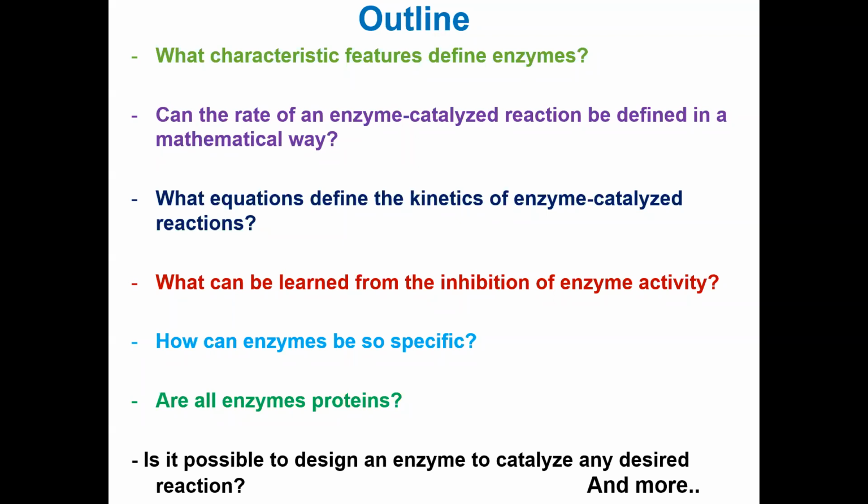Enzymes are very specific, so they recognize their substrates in a very specific manner. Of course, there are some enzymes that are somewhat promiscuous as well, but in general, enzymes are known to be specific. So how is specificity built into the enzymes? It's actually built into the active site pocket where the reaction happens.